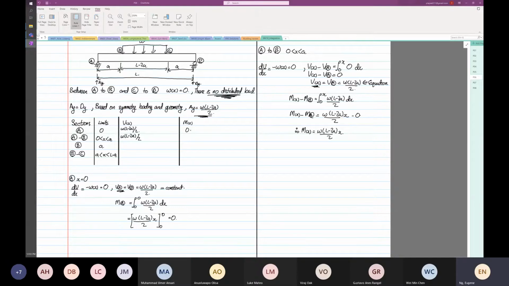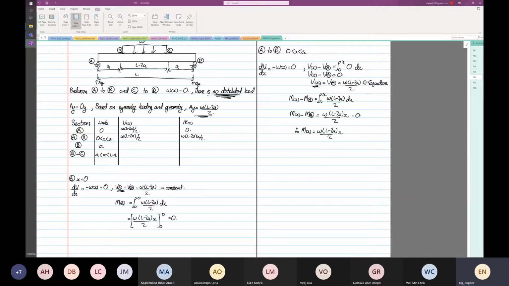Okay, so you can still use this for what? For non-distributed load. It's still valid mathematically. That's why people that do math, they are very miserable. They have to prove mathematically that this is true, right? So this is x over 2.